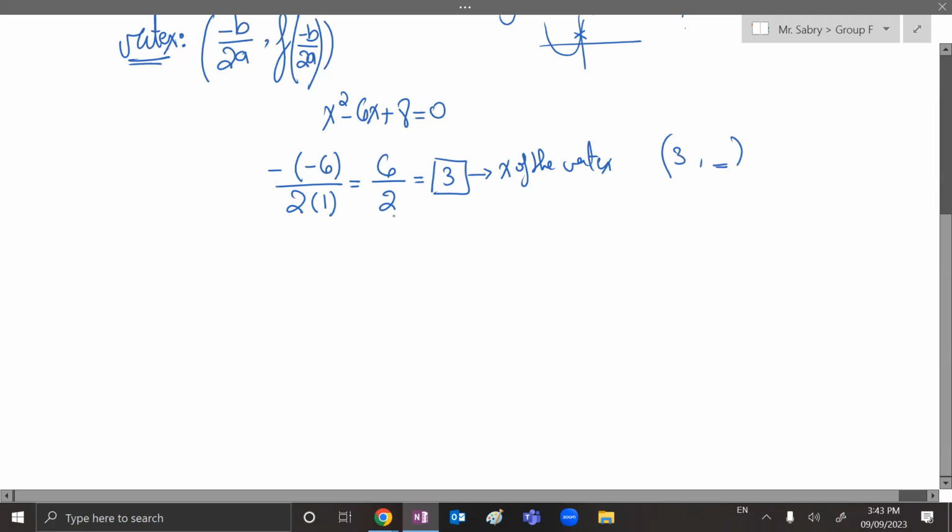Now, how do I find the y? I'll find f of 3. I'll substitute this 3 that I got into the equation itself. Here's 3 to the power of 2 minus 6 times 3 plus 8, and the answer here would be negative 1. So why are you repeating these things again? Sorry, because I want to link them to the next. So just bear with me for a second, okay?